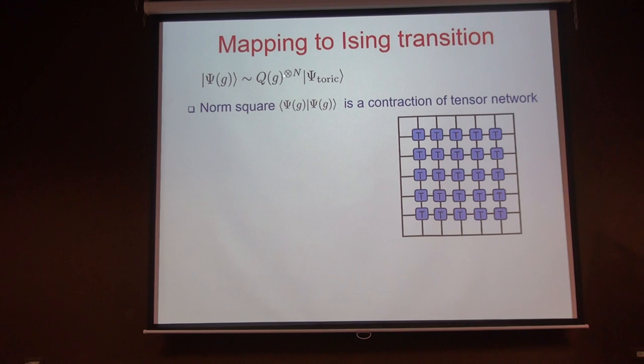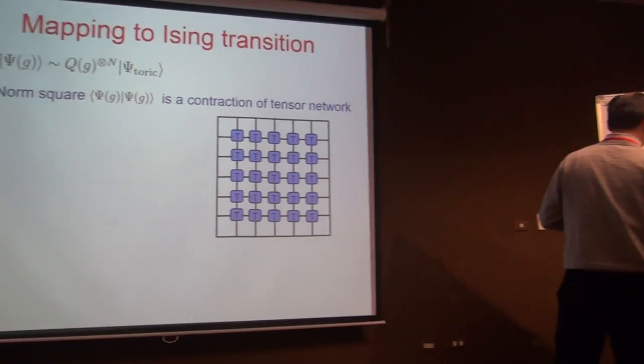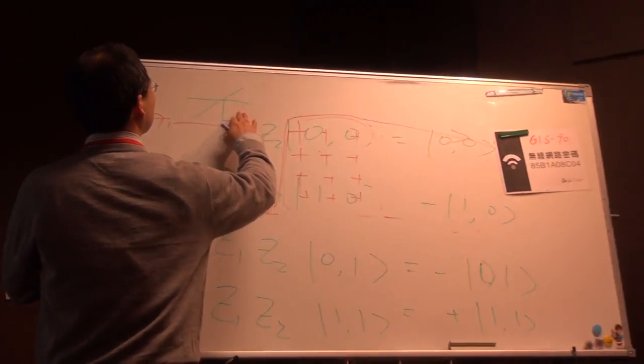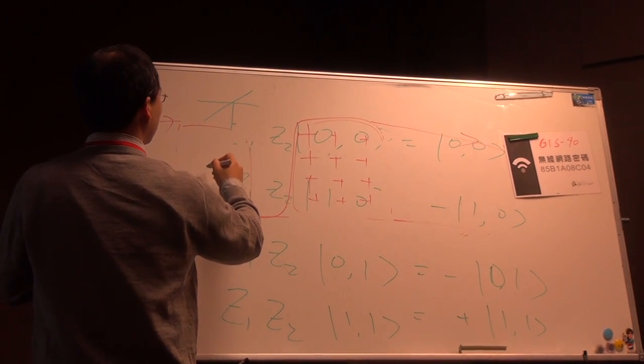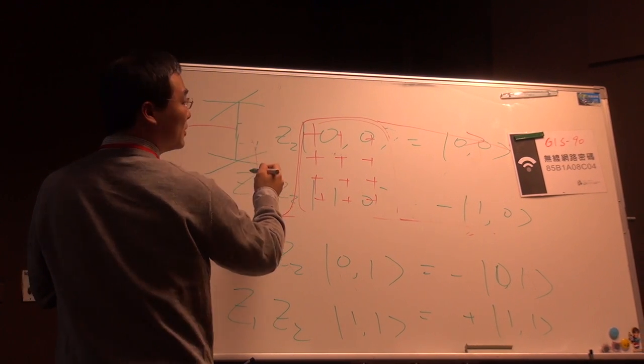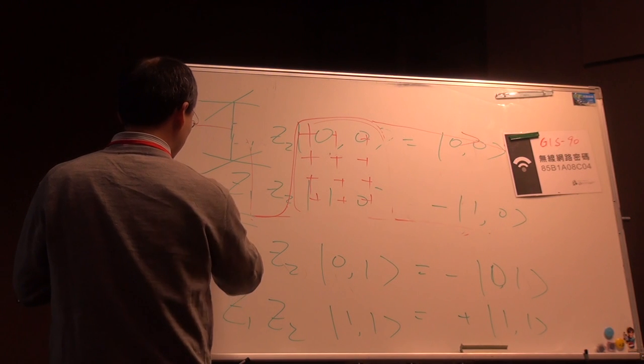In fact, you can map this wave function, the norm of the wave function, to the contraction of a tensor network. So remember I described to you that there's a tensor. This is my toric tensor. If I want to compute the wave function, I need to supply the other one and contract the physical dimension. And I get a double tensor, T.